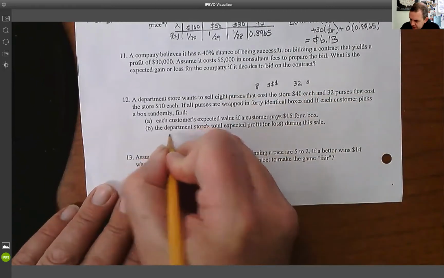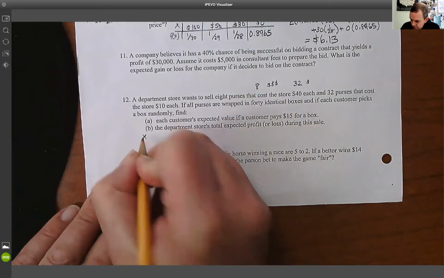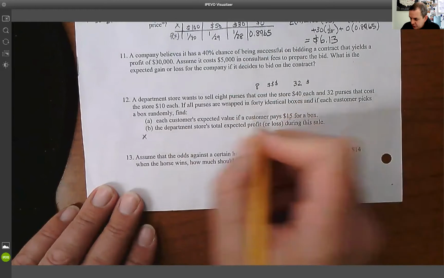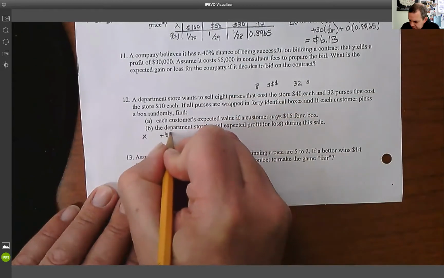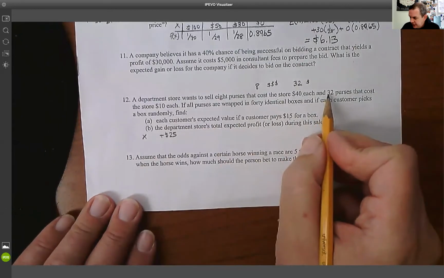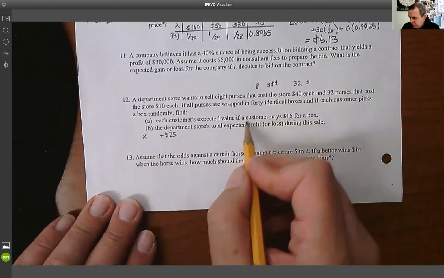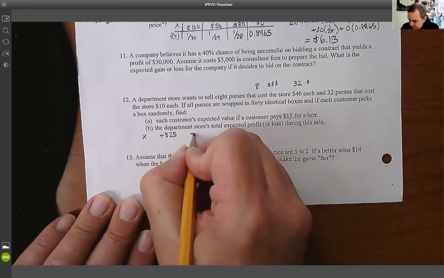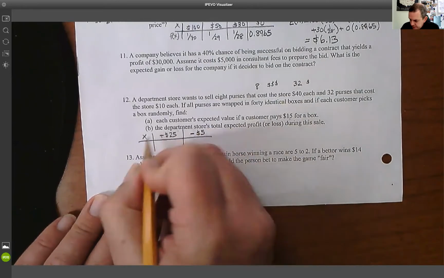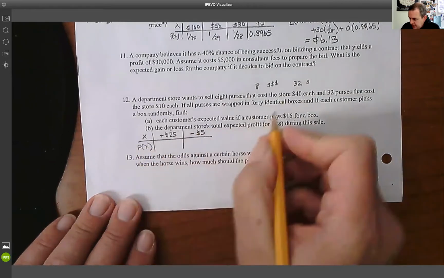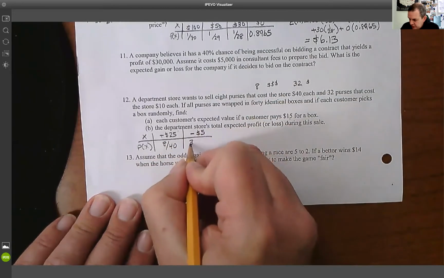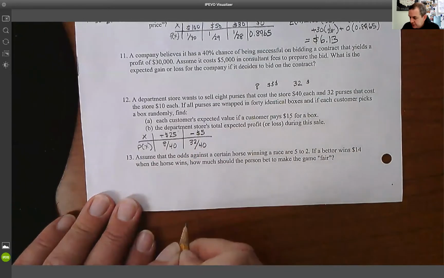So what this says is, from the customer's perspective, your outcome is you paid $15. If you got a $40 purse, you made $25 because you bought a $40 purse for less than it cost. If, on the other hand, you got one of these $10 purses, you paid $15 for a $10 purse, you in essence lost $5. And the probabilities of those are 8 times out of 40, because there are 8 expensive purses, and 32 times out of 40, they're cheaper purses.